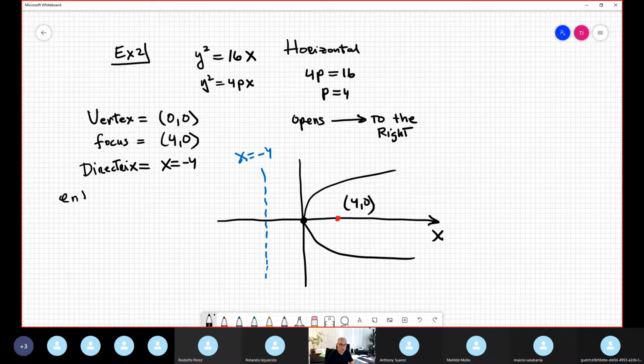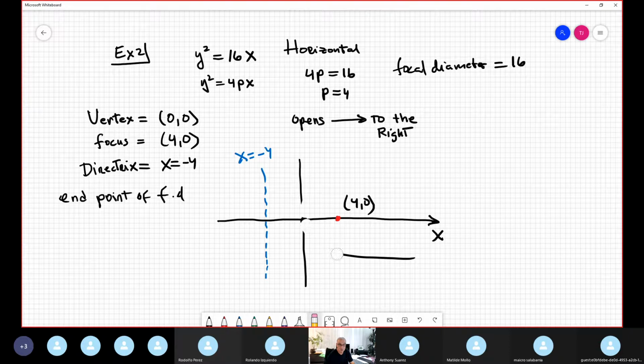And what about the endpoints of the focal diameter? Well, focal diameter is 16. How do you know? Because it's the number here, 16. And you divide by 2 in order to find the semi-focal distance. Entonces es from the focus 8 outward and downward. Entonces I suppose que our parabola does look like that. It's wider. So basically we get that point here.